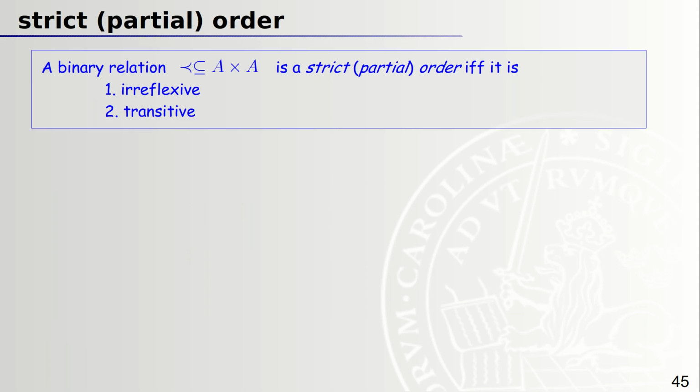A strict partial order is similar to a non-strict one, except that it is irreflexive. That is, it never relates an element to itself. Think of less than as a strict version of less than or equal to, or proper set inclusion as a strict version of set inclusion.